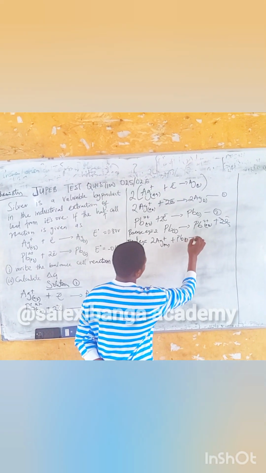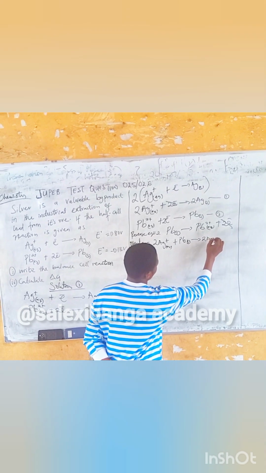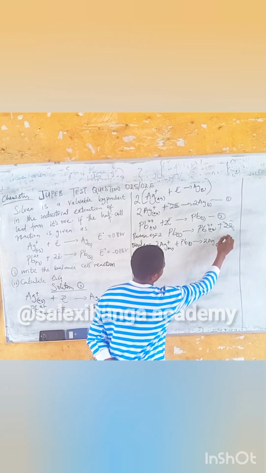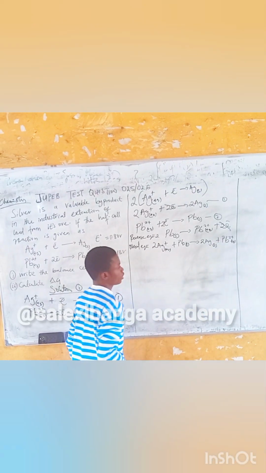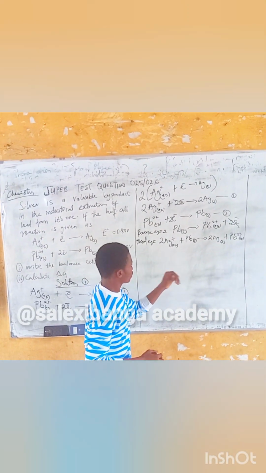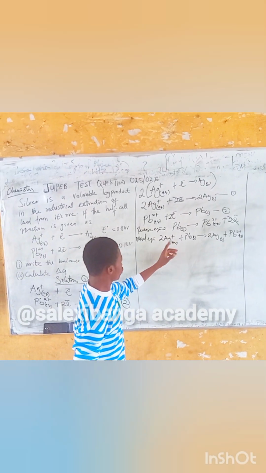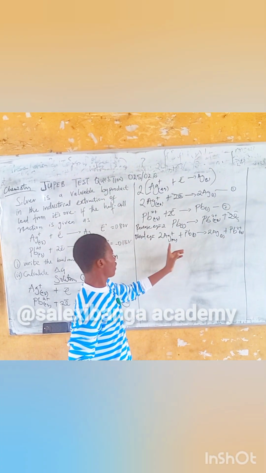PbO solid will give me this one plus this one plus 2Ag solid plus Pb2+ aqueous. And then of course, if you want to know whether the equation is actually correct and balanced, what do you do? Check the electrons on the reactants, compare with the product. So we have how many electrons here?